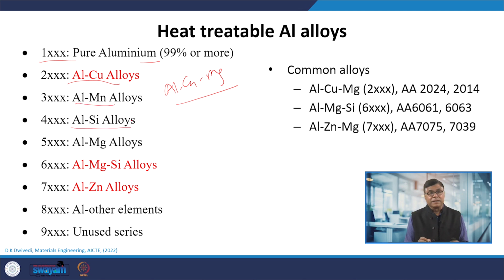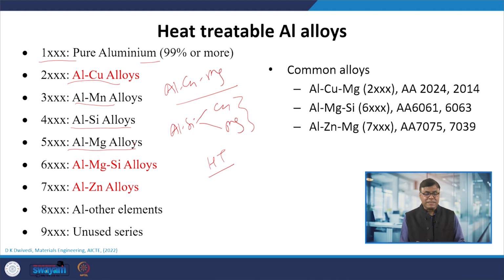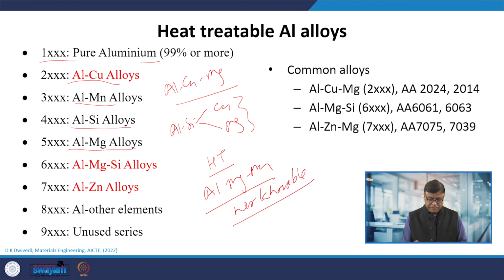The 4000 series is basically the cast aluminum alloy series, which is preferably used for making components through the casting route. These aluminum silicon alloys can have copper and magnesium, and when these elements are added, they make the cast aluminum silicon alloy also heat treatable. They respond to the heat treatment. Then the 5000 series is basically the aluminum magnesium manganese alloy. These are basically work hardenable aluminum alloys.